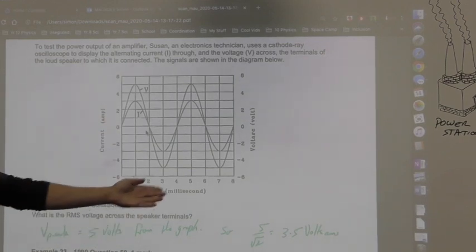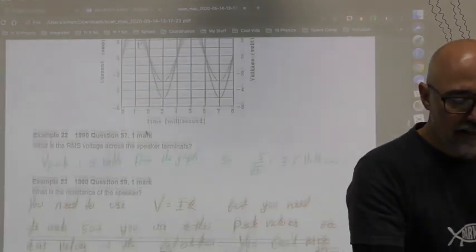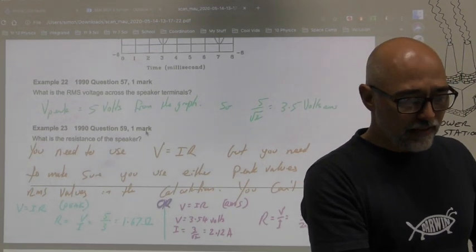Well, just work it out. Divide by root 2 to give you what the RMS is. That's not the interesting part of the question. What is the resistance of the speaker?